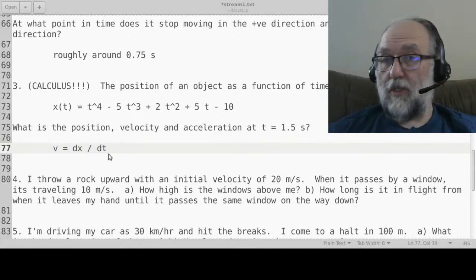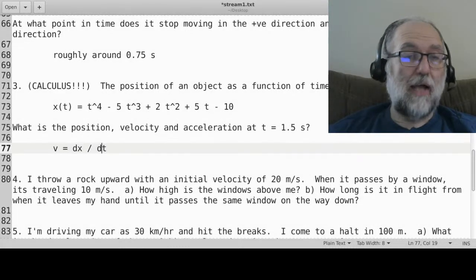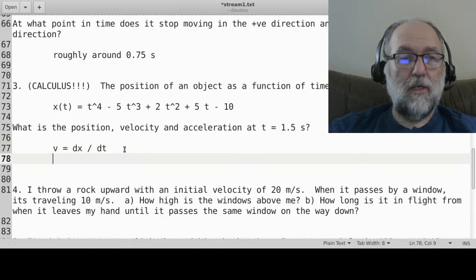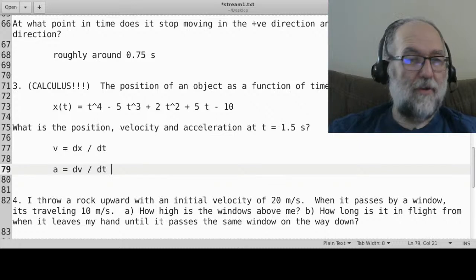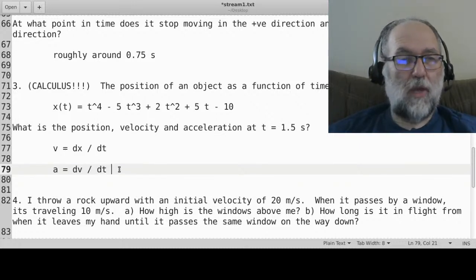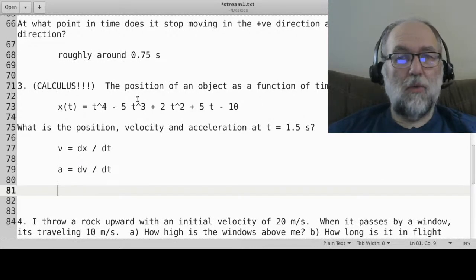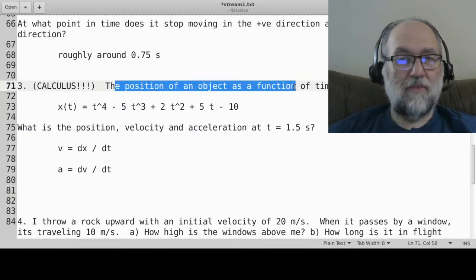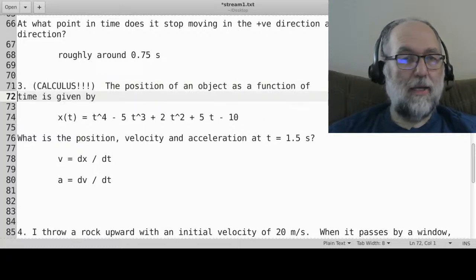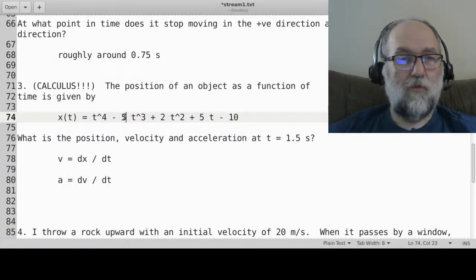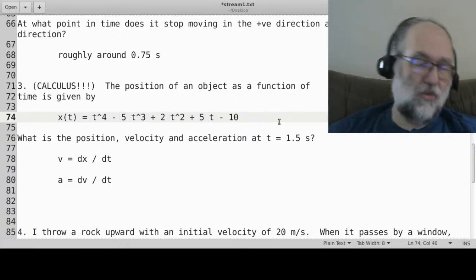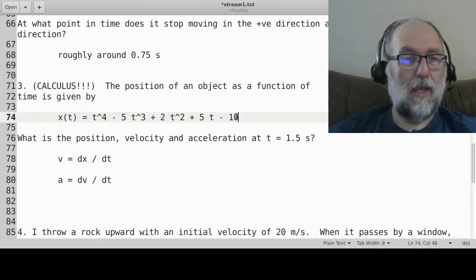Anyhow, all right, so it turns into a derivative, and that's the velocity. And then if you want the acceleration, it's also an instantaneous quantity, but this time it's the derivative of the velocity with respect to time. So basically what I'm giving you in this problem is the position of an object as a function of time, given by this formula right there. And it's fourth order. So there's a t to the fourth term, a t cubed, a t squared, a t, and then a constant term, minus 10.